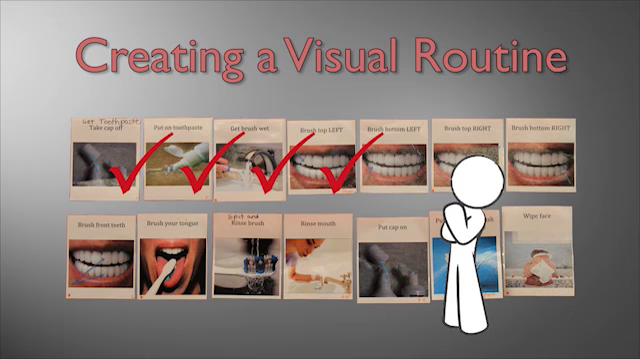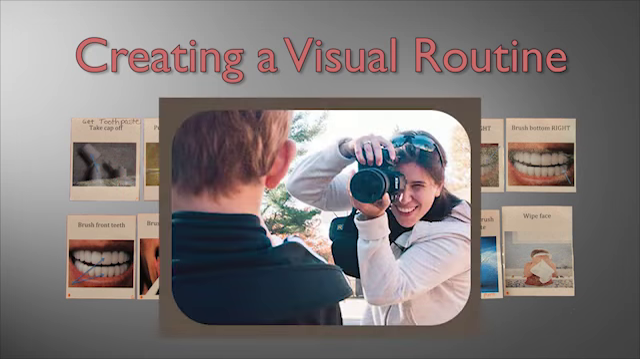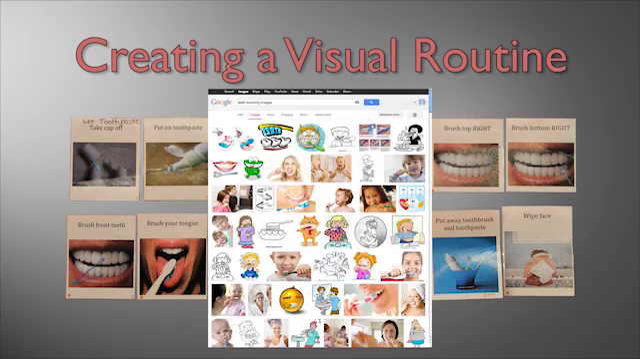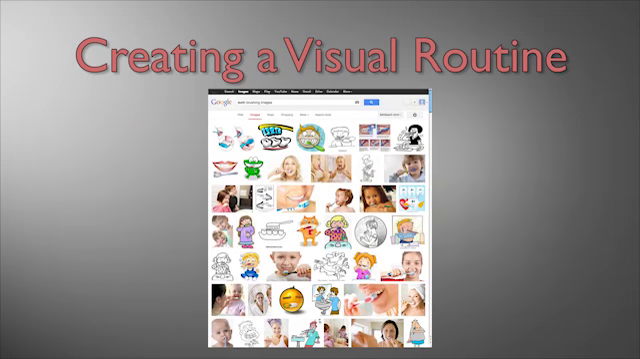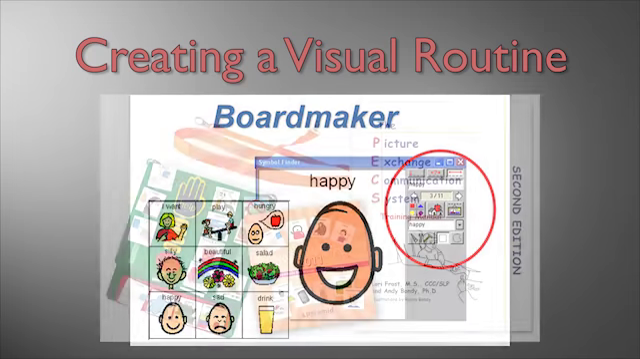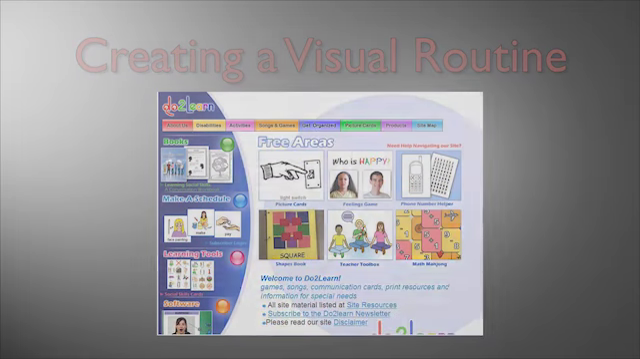There are a number of ways to create the visuals needed for the routine at home. You can take pictures of your child doing each step. You can draw the pictures yourself. Google Images has great pictures to use. You can also use pictures from already made products such as Boardmaker, Pix4Pex, or the website Do to Learn. The visual schedule we will refer to during this video was created using Google Images.